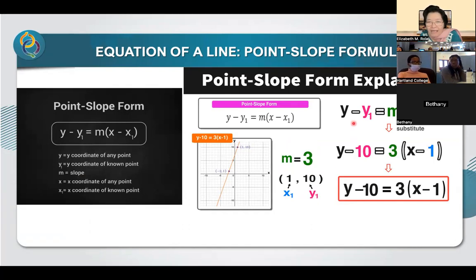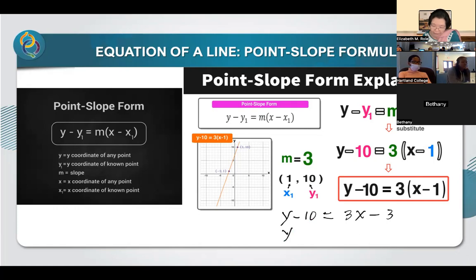So from the formula, you have y minus y sub 1 is equal to m times x minus x sub 1. We just substitute the points and the value of the slope. So your y1 is 10, your slope is 3, your x1 is 1. So you now have y minus 10 is equal to 3 times x minus 1. But we need to simplify that. And so simplifying, you now have y minus 10 is equal to 3x minus 3.